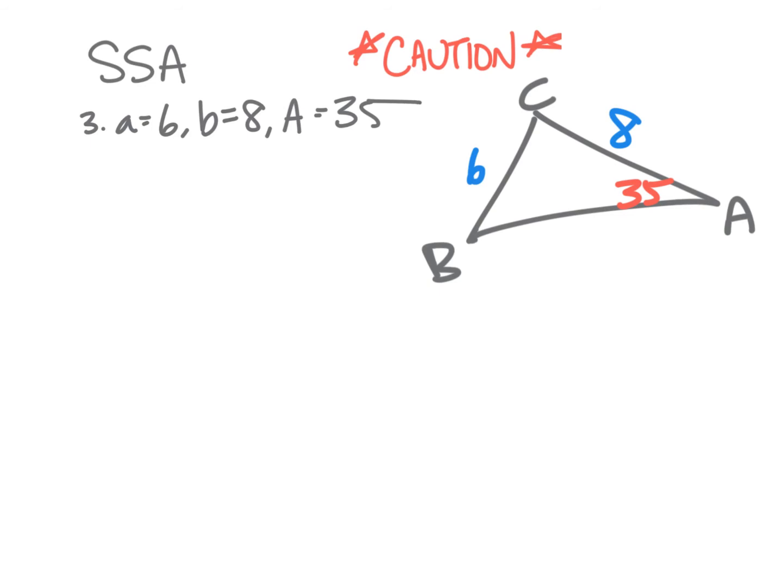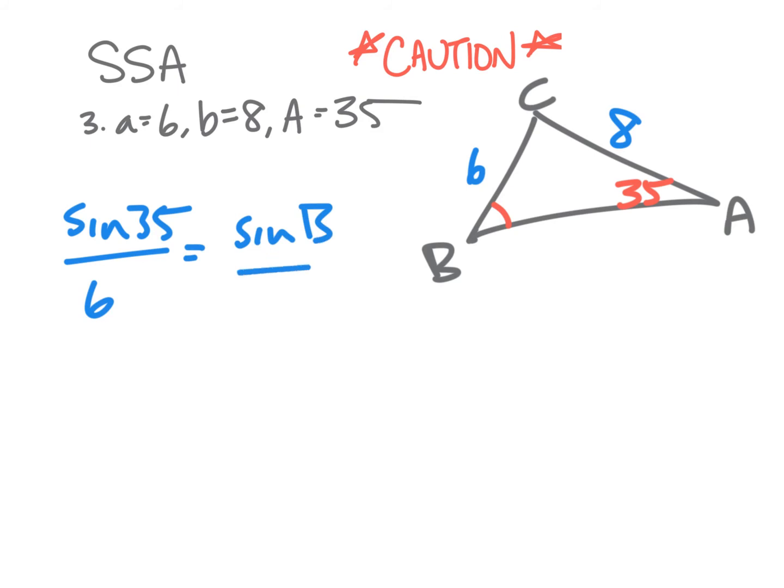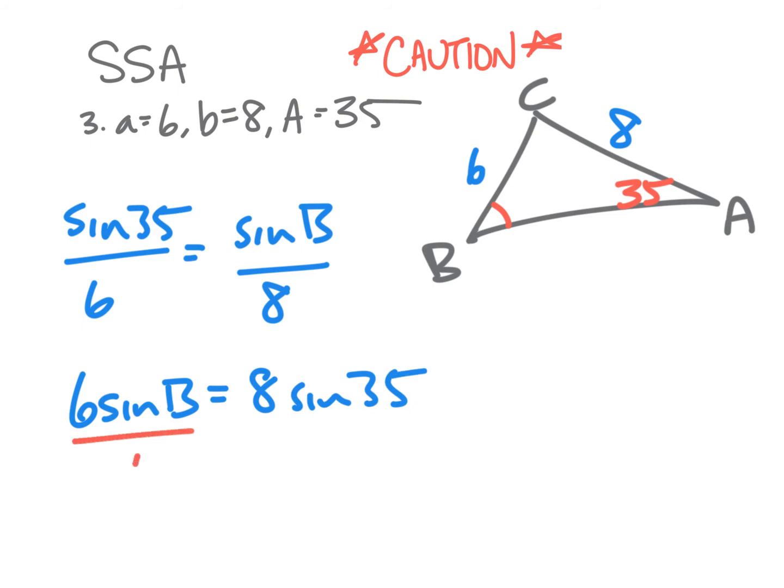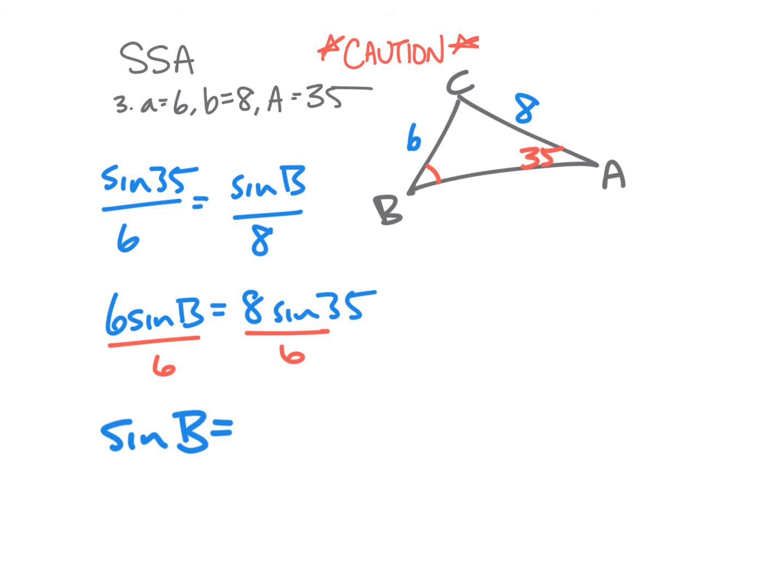All right, so I can start this problem by finding angle B, because I know that the sine of 35 over 6 will equal the sine of B over 8. All right, so whenever I cross multiply this, I'm going to get 6 sine B is equal to 8 sine 35. And I can divide both sides by 6 to get that the sine of B must equal 0.7648. And this is where we have to stop and pause.